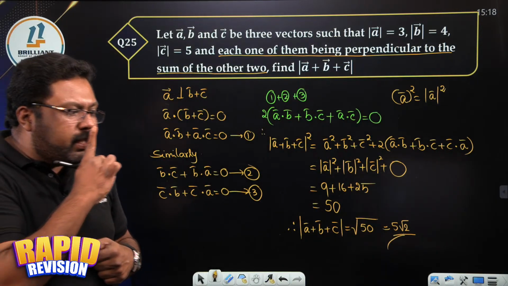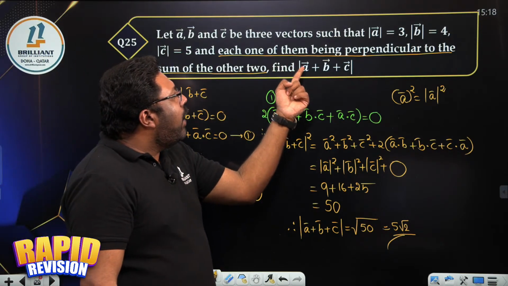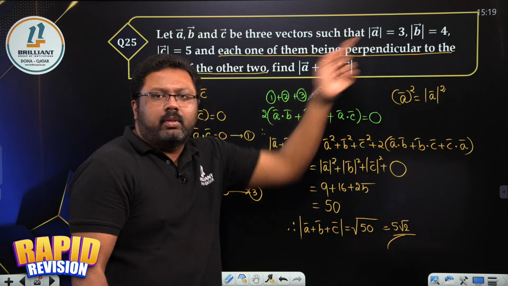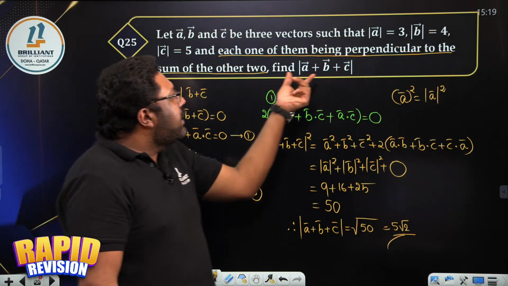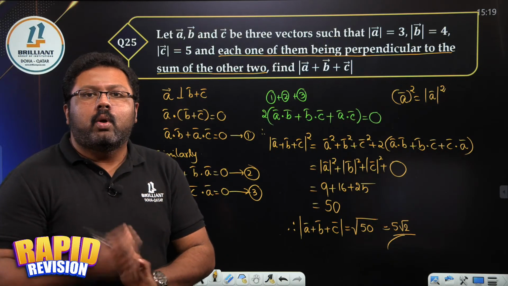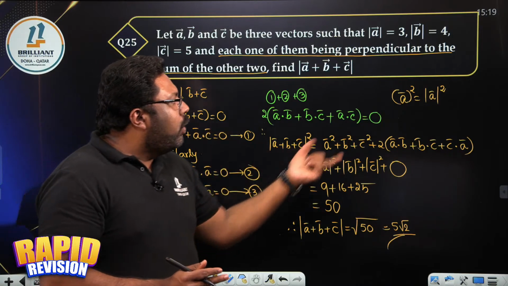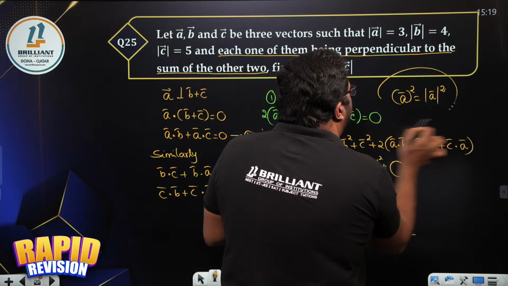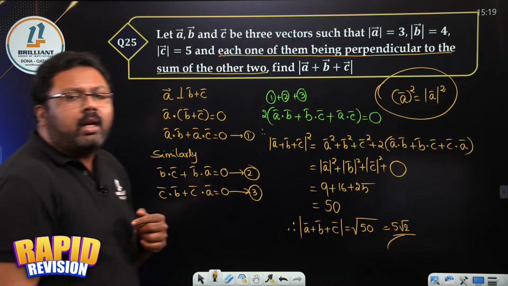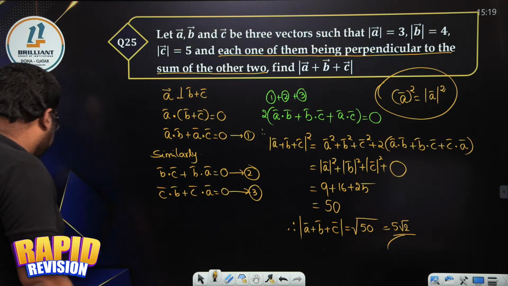Keep the idea in mind, all of you. Whenever you have a question about magnitudes of certain vectors and there is an expression which talks about the sum or difference of two vectors, always square it. You square it, you always bring this idea to your mind that the square of a vector is the same as its magnitude squared. Moving on.